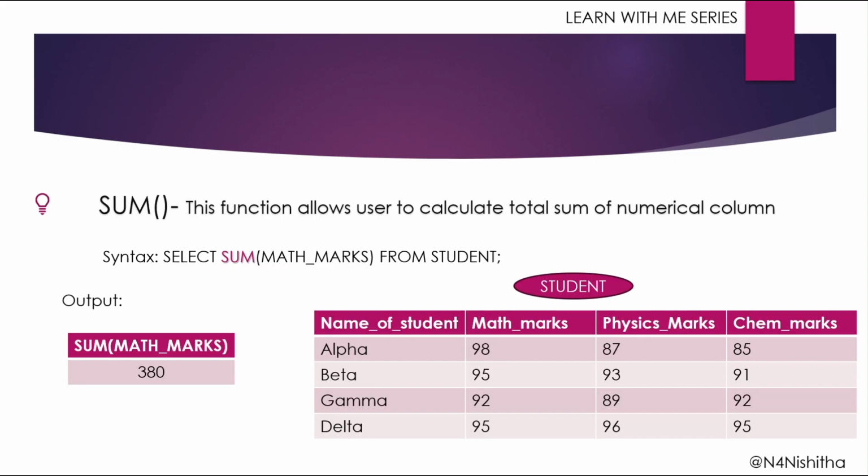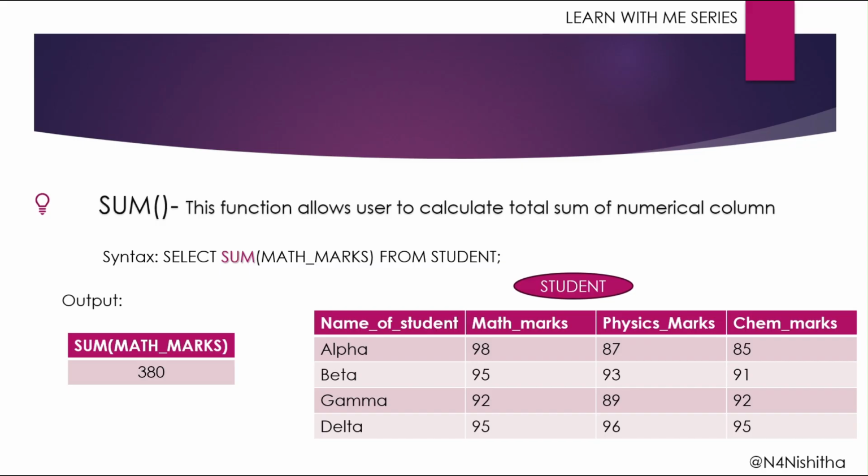Sum. This function allows user to calculate total sum of numerical column. So we have the syntax as select sum of math marks from student. For applying this syntax, let us first consider a table named student. So this student table is consisting of four columns: name of the student, math marks, physics marks and chemistry marks, and I have inserted four rows of data.